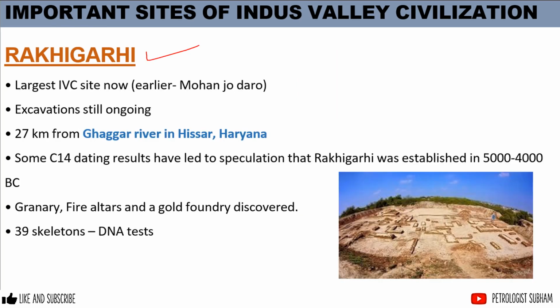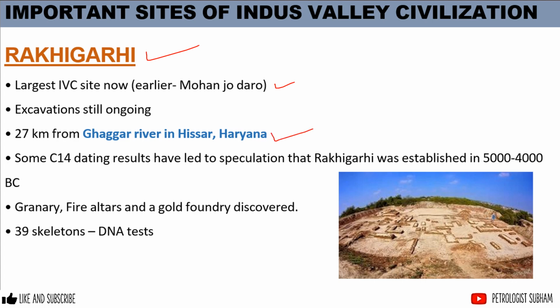Rakhigarhi, one more important site of IVC. It is one of the largest sites now. Okay, Rakhigarhi is the largest site in the whole Indus Valley civilization. Before Rakhigarhi was found, it was Mohenjo-daro. Okay, excavation is still going on, means the evidence keeps on coming. It is 27 kilometers from the Ghaggar river in Hisar, Haryana.